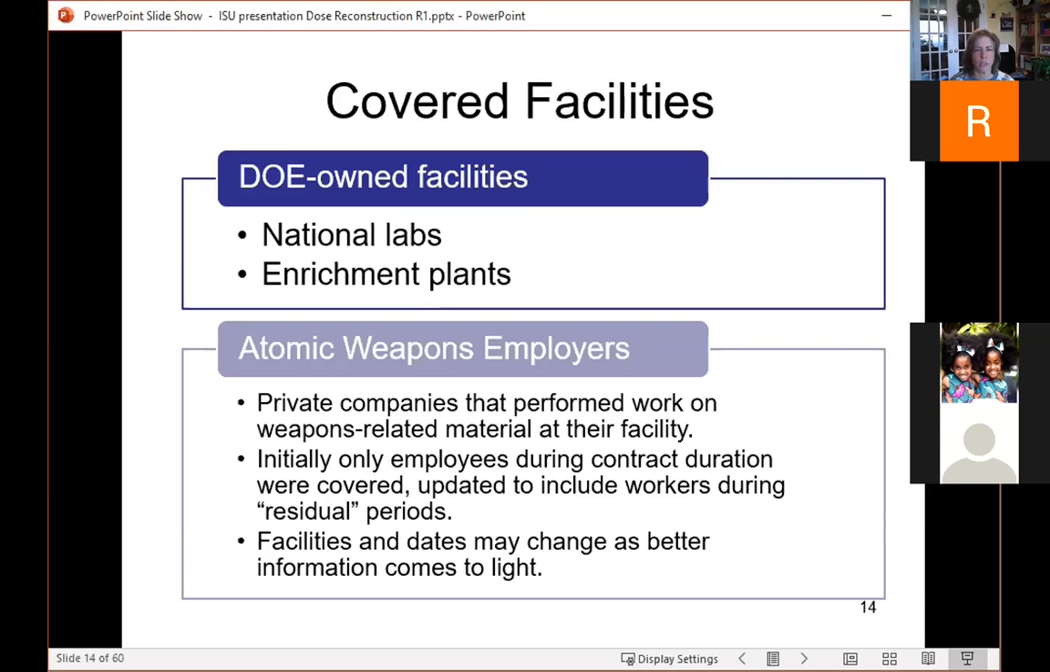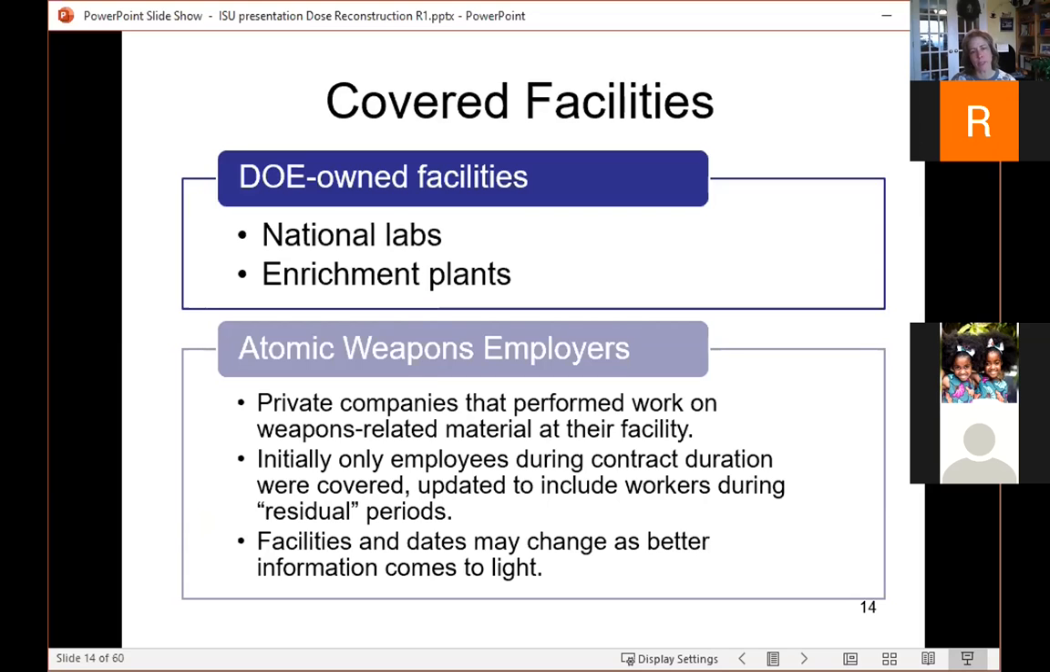So there are quite a few of these little sites around, and there are actually around 300 covered facilities in this program. The atomic weapons employers, initially it was just during the periods where they had a contract with the DOE to do specific rolling or whatever project they were working on.